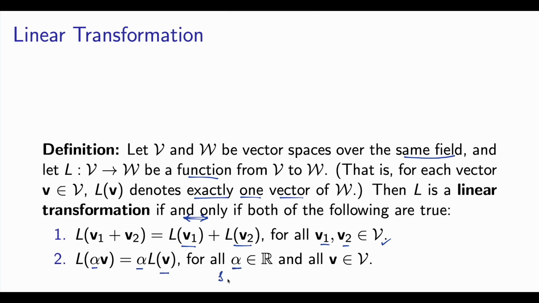Alpha is a scalar here, a scalar coming from the field, and this holds for all vectors v in V. So the same field is important. It means if V is defined on the real field R, then W must be defined on the real field R. So the field must be the same for both.